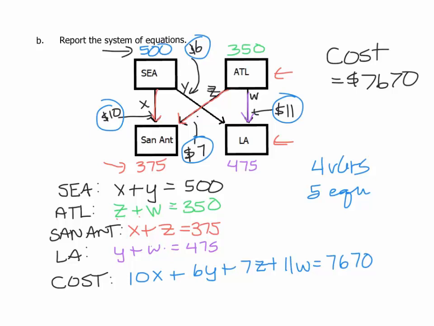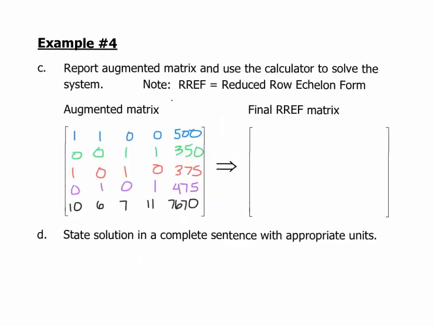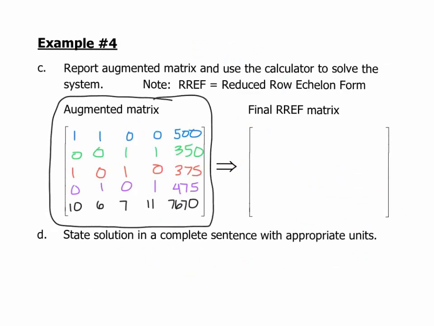When we think about our augmented matrix, since I've got 5 equations, this tells me I'm going to have 5 rows in my augmented matrix, and I've got 4 variables plus 1 right-hand side, so that's going to be 4 plus 1 or 5 columns. So we're going to have a 5 by 5 matrix for our augmented matrix. We end up with this matrix here. So it's got 5 rows, 5 columns.